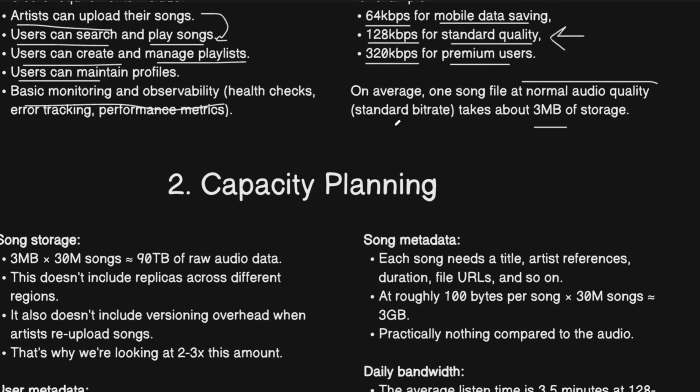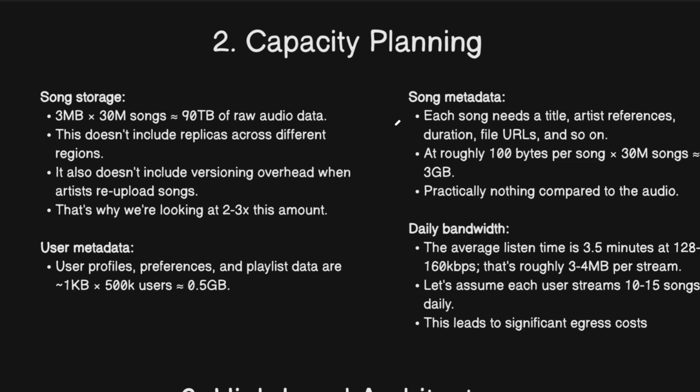Once we have the requirements, the next step is to plan the capacity of this system, and especially for song storage, song metadata, and also the user metadata and daily bandwidth that we'll be dealing with. For song storage, since we assumed that 3 megabytes is the average size of a song, and we have 30 million songs that we are working with, this translates to 90 terabytes on average of raw audio data.